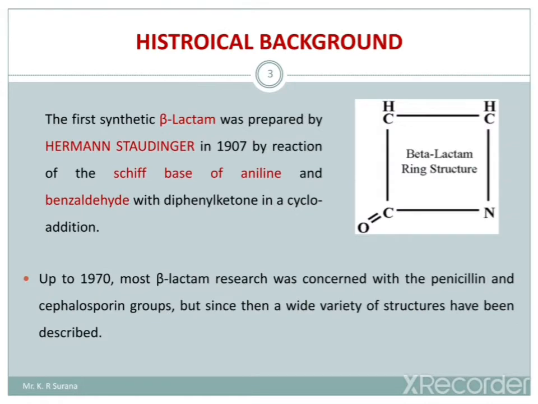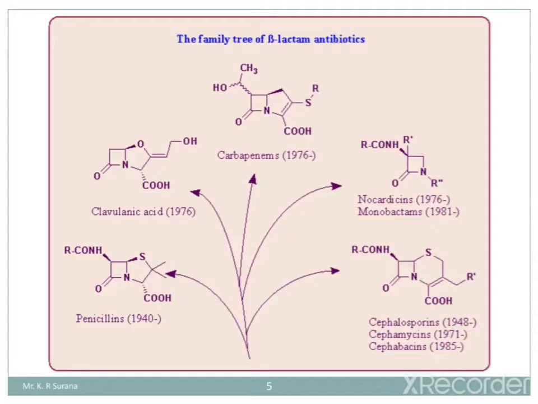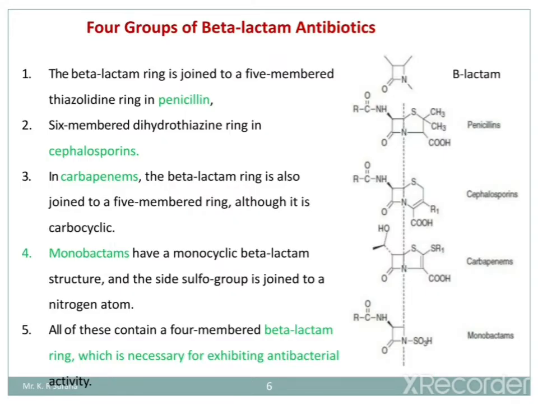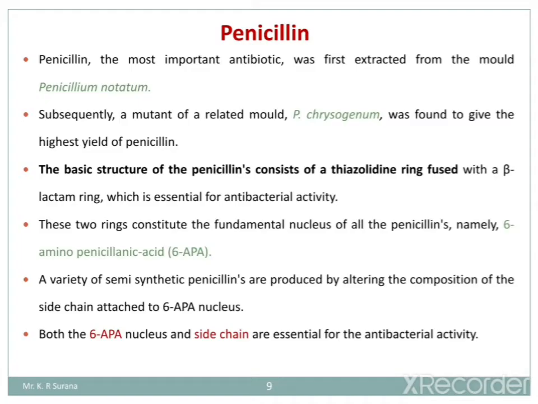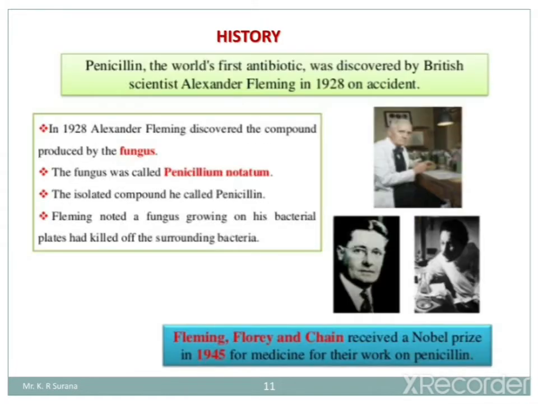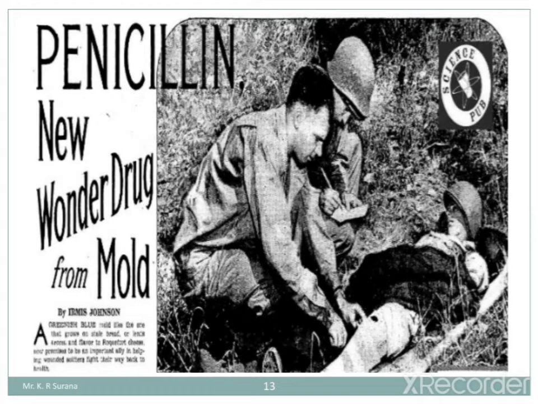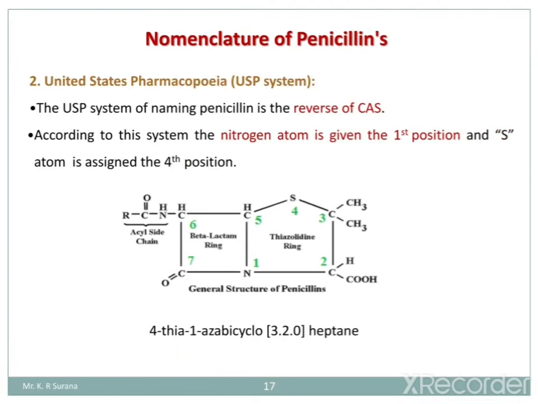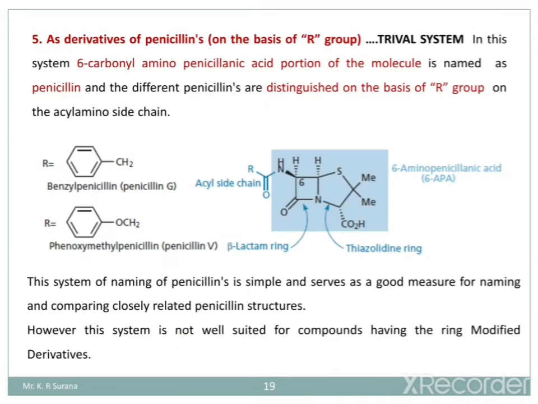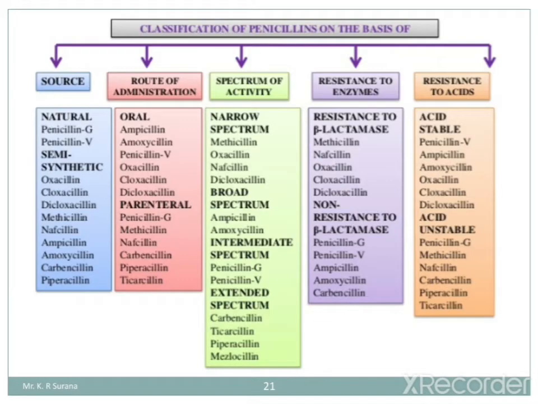In the last session, we started with the beta lactam antibiotics, and we saw the introduction of beta lactam antibiotics and their classification, with four main subclasses. Further, we started in detail with penicillin, and we saw the introductory part of penicillin, the chemistry of penicillin, the nomenclature and stereochemistry. These different points we have seen in the last session.